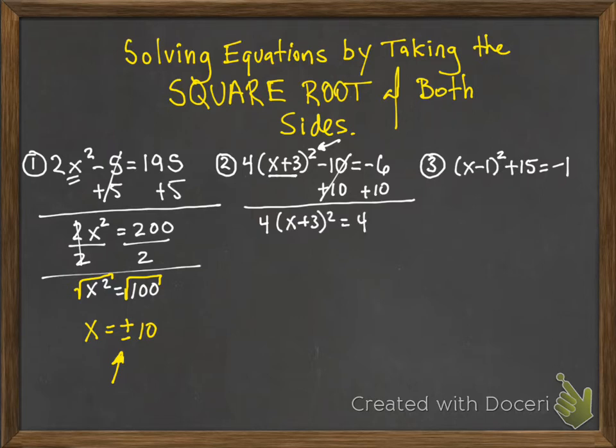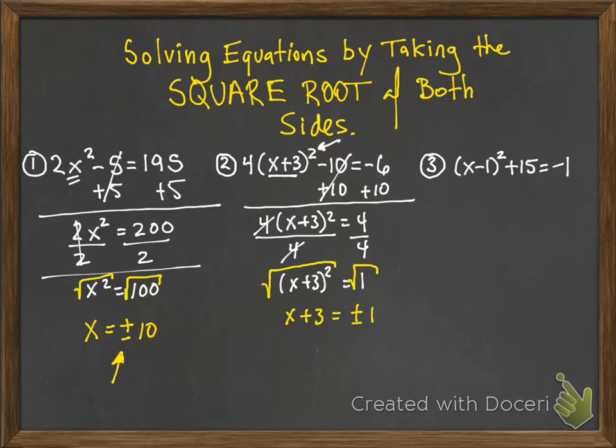Now, a lot of folks want to use the distributive property, but we can't if the binomial is raised to a power, as it's raised to the second power, so we can't do that. So our only option is to divide off the 4. On the other side, we have 4 divided by 4, so I get x plus 3 squared equals 1. So now I'm going to pull out the heavy artillery and take the square root of both sides. Dropping this down, I'm going to get x plus 3 equals plus or minus 1.